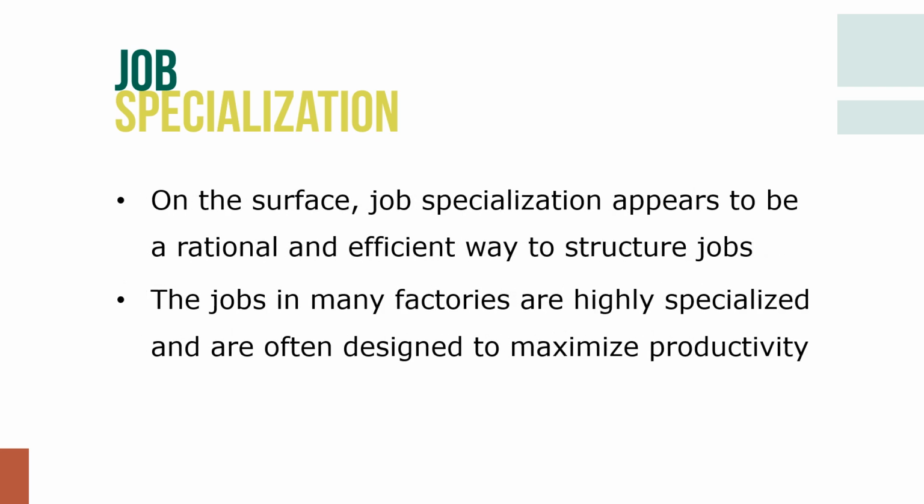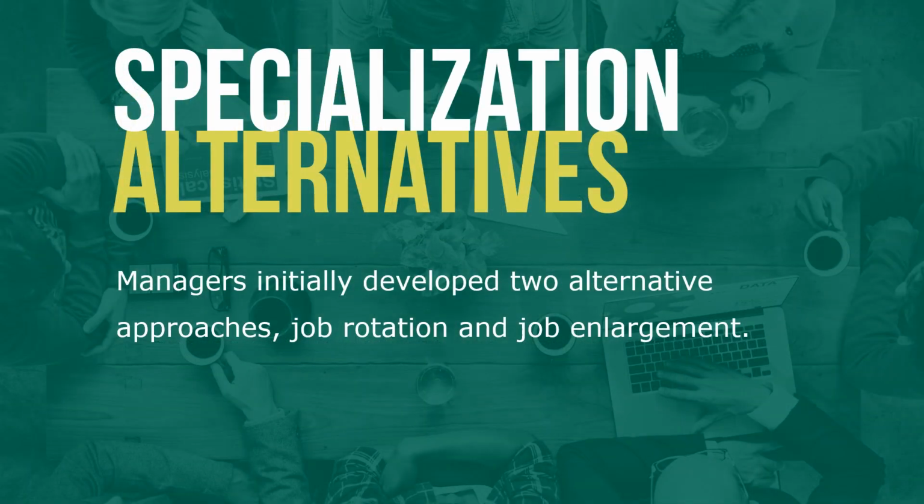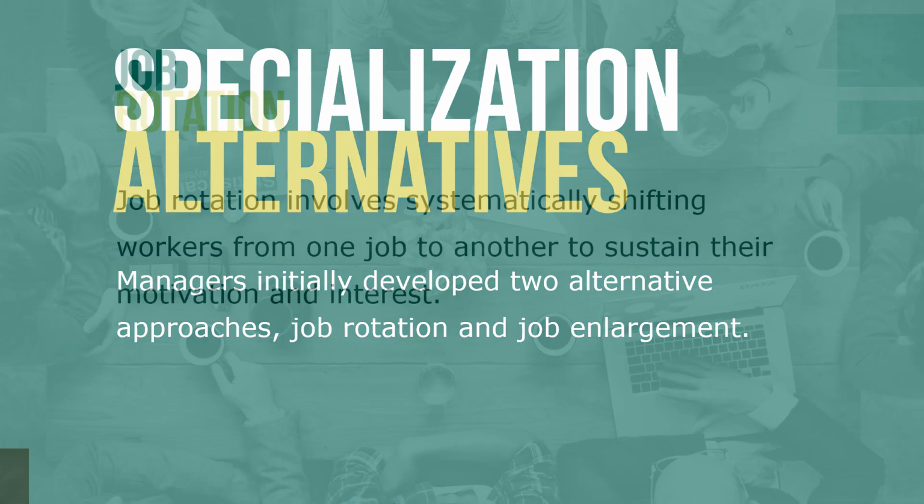On the surface, job specialization appears to be a rational and efficient way to structure jobs. The jobs in many factories, for instance, are highly specialized and often designed to maximize productivity. In response to problems with job specialization and a general desire to explore new ways to create less monotonous jobs, managers began to seek alternative ways to design jobs. Managers initially developed two alternative approaches, job rotation and job enlargement. These approaches, along with job enrichment, remain common today.